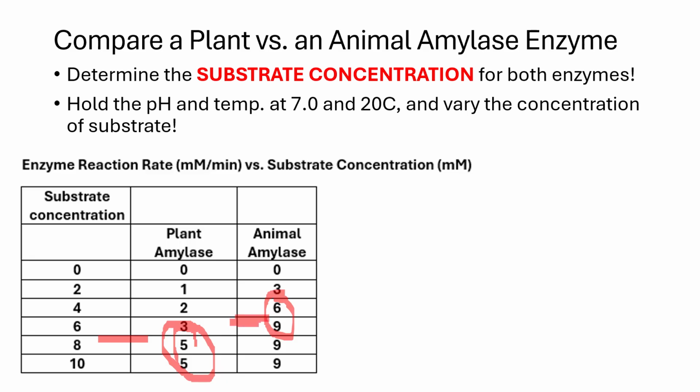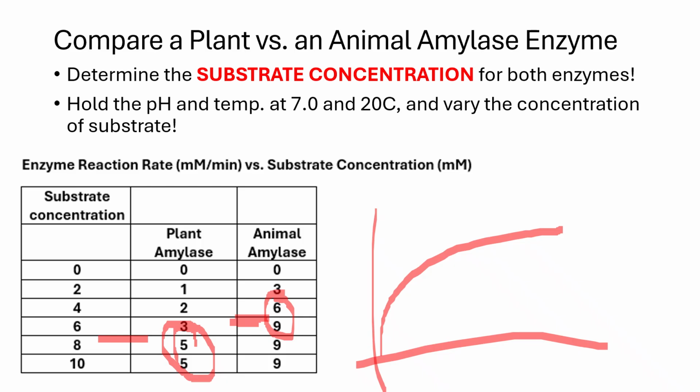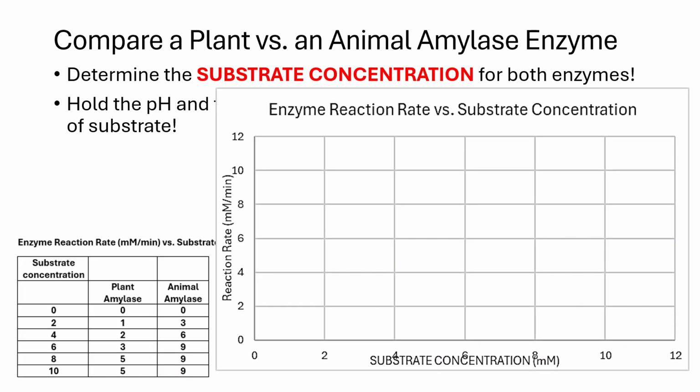So your graph would look something like this, right? It would look something like that, with the plant amylase leveling out at 5, and then the human amylase leveling out at 6, something like that. So I'll let you draw that one in.